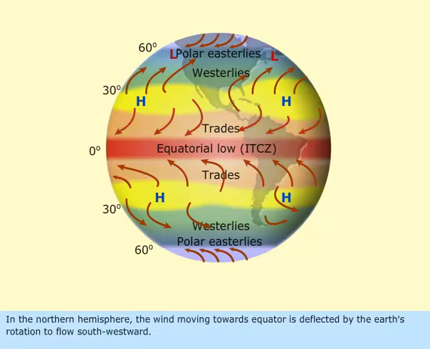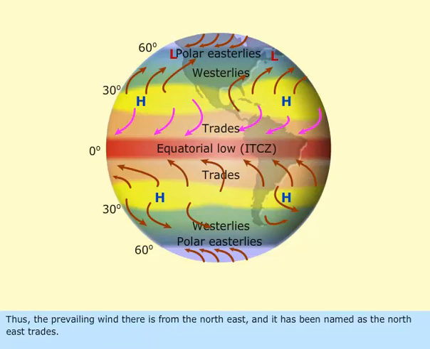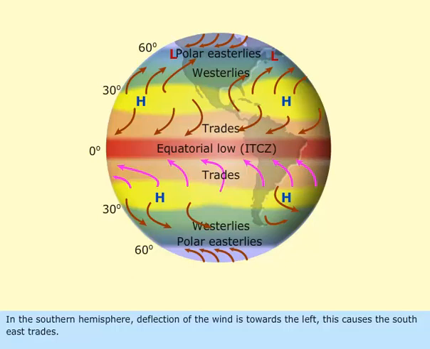In the northern hemisphere, the wind moving towards the equator is deflected by the Earth's rotation to flow southwestward. Thus, the prevailing wind there is from the northeast, and it has been named the northeast trades. In the southern hemisphere, deflection of the wind is towards the left. This causes the southeast trades.